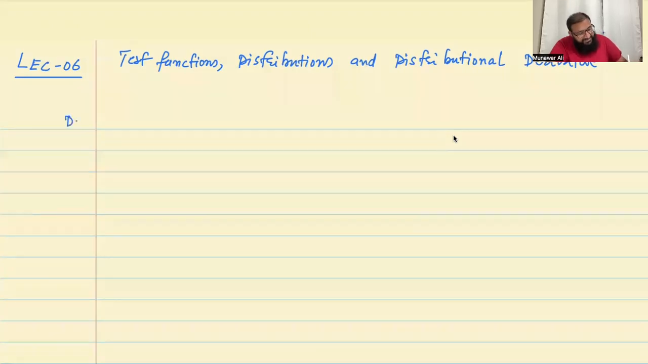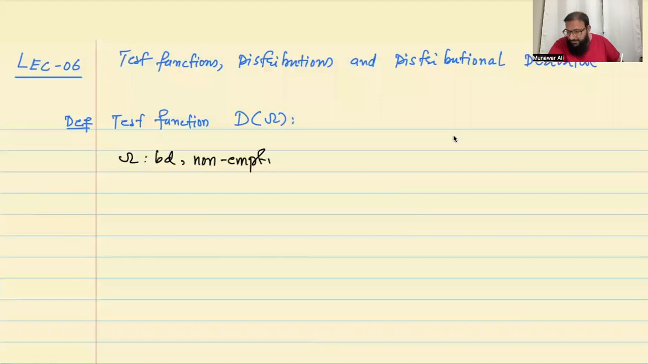So let us start with the first definition. What do you mean by test function, or space of test functions, which is denoted by D of some set omega. So omega is some bounded, non-empty set in R^n. So in R^n, I'm going to take a set which is non-empty and bounded.